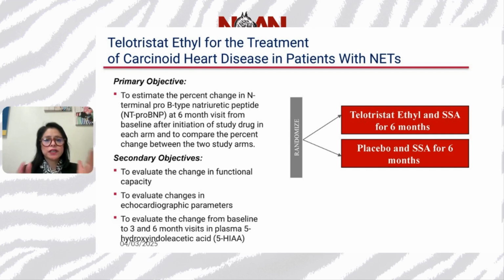I mentioned the lotristat. The lotristat is proven for carcinoid syndrome diarrhea refractory to somatostatin agonists. But there is currently a study of giving the lotristat also for the prevention of carcinoid heart disease, so to minimize the symptoms of carcinoid heart disease.